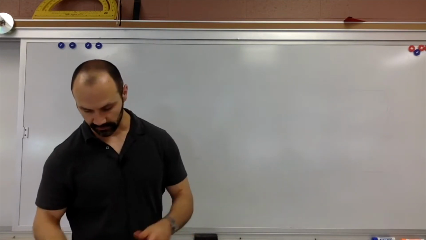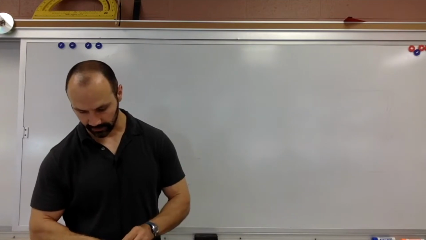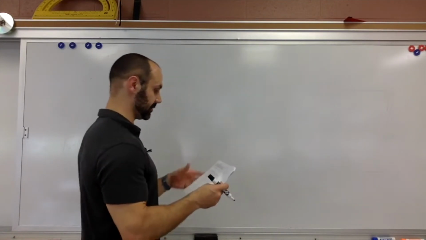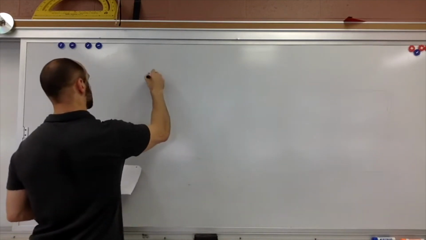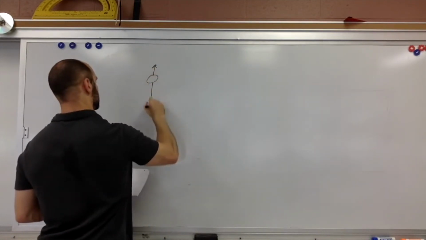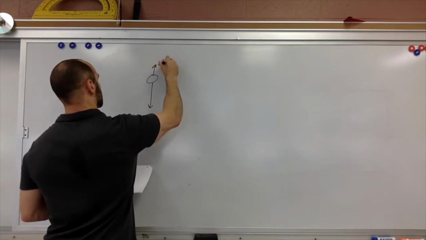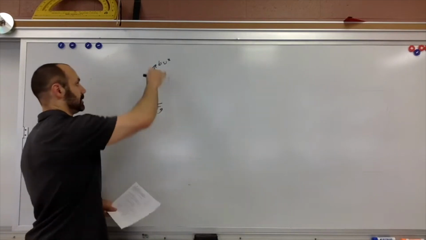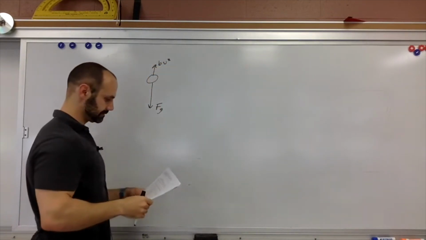Okay, so now we need to do a free body diagram. It says draw and label all the forces some instant before it reaches terminal speed. So some instant before terminal speed, that means this resistive force arrow is less than this force of gravity. It hasn't reached terminal speed yet. That means this is not the same length as this.